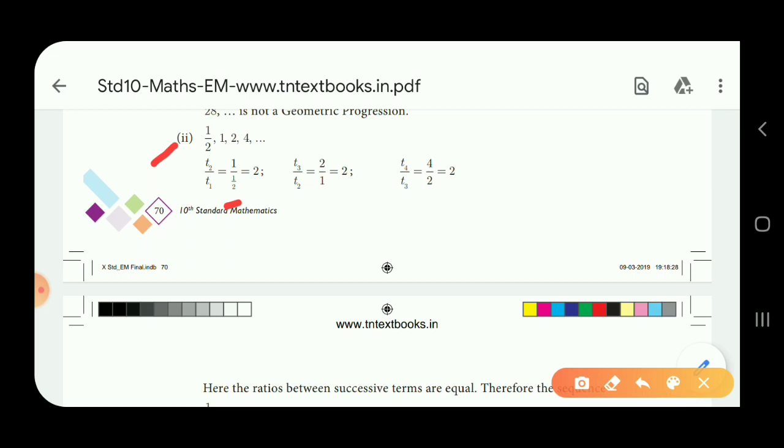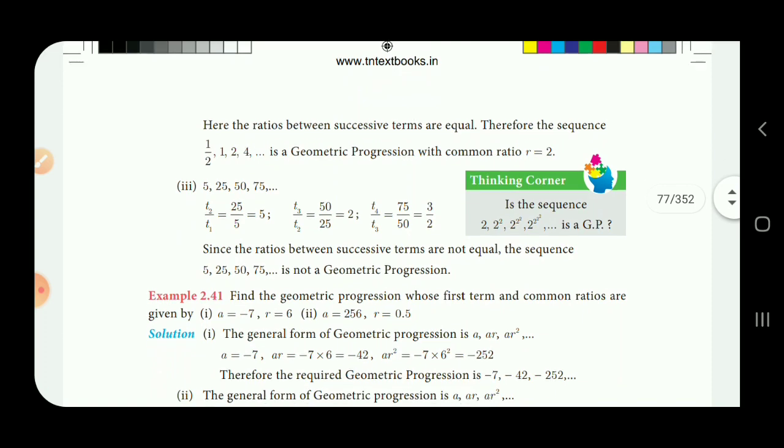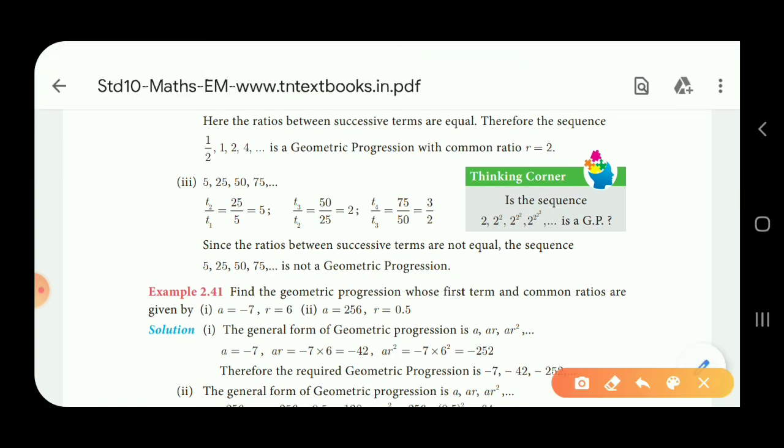Next, t3 by t2: third term 2 divided by second term 1, so you get 2. Next, t4 by t3 equals 4 by 2, so you get the value 2. Continuously you can check likewise and get the ratio. Here the ratios between successive terms are equal. Therefore the sequence 1 by 2, 1, 2, 4 is a geometric progression with a common ratio r.